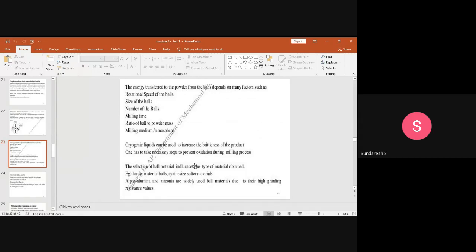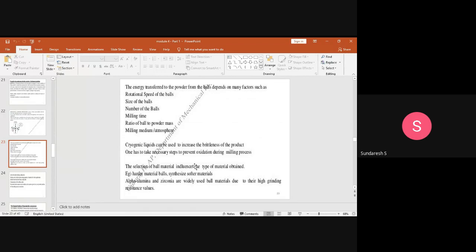So it depends upon the rotational speed of the balls, at what RPM the balls are rotating, what the size of the ball should be, how many balls are being used, for what time you are milling, and what the ratio of the mass of the ball to the mass of the powder is, and the milling medium and the atmosphere. So these are all the factors on which the energy transferred to the powder from the balls depends.